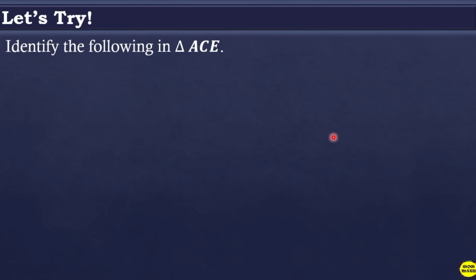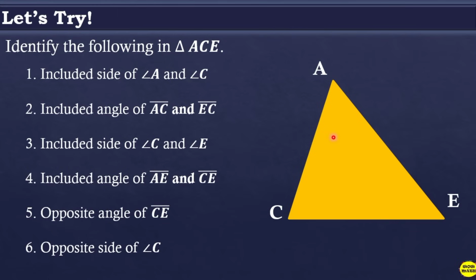Next. So, identify the following in triangle ACE. So, I want you to give me the included side and included angle, opposite side and opposite angle of the following. Okay, so mag-try tayong sumagot so we can assess ourselves kung naintindihan po ba yung concept ng included side and angle and opposite side and angle.